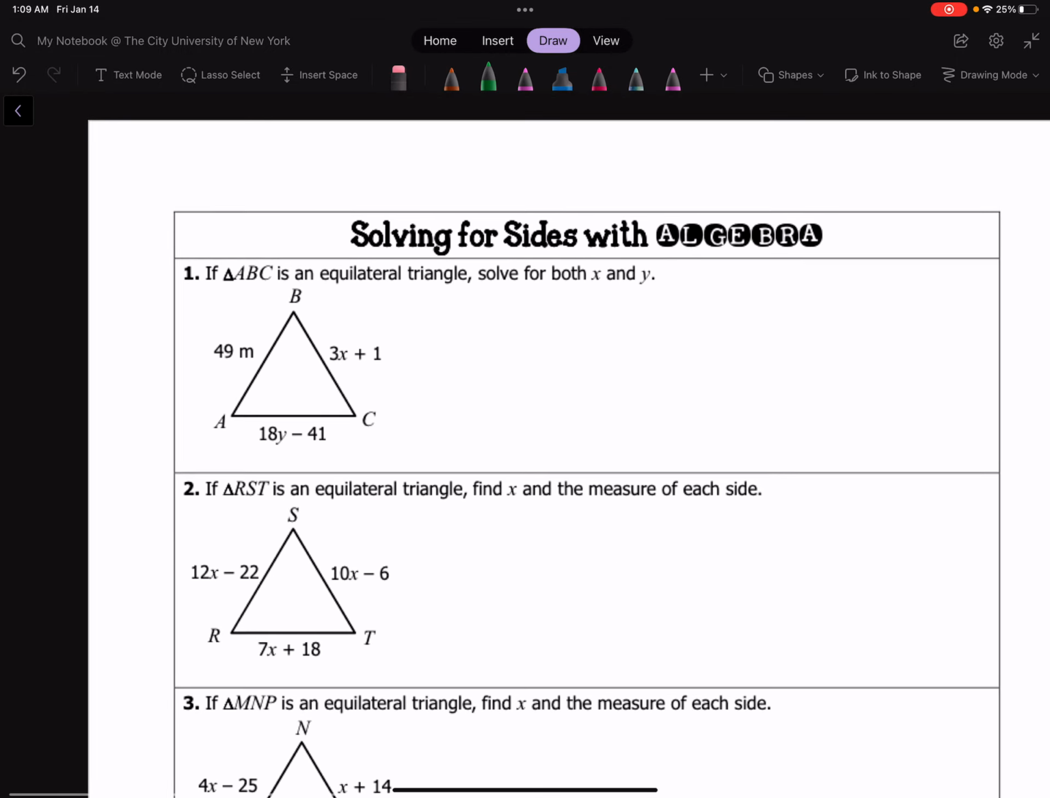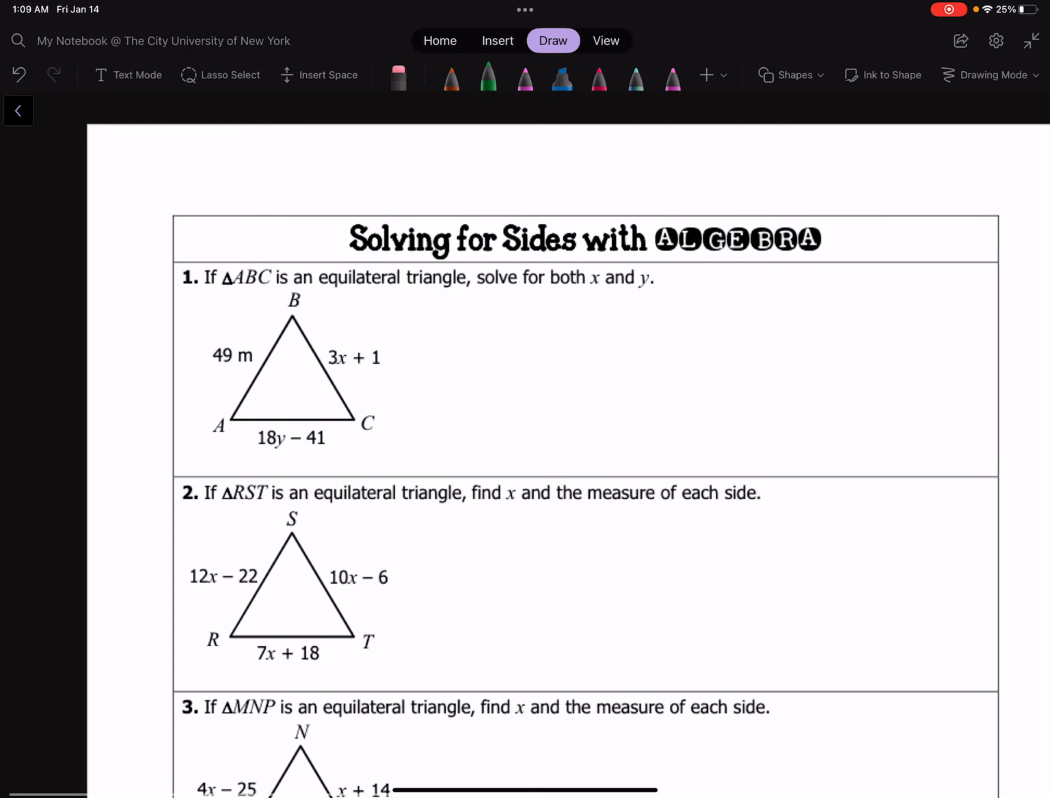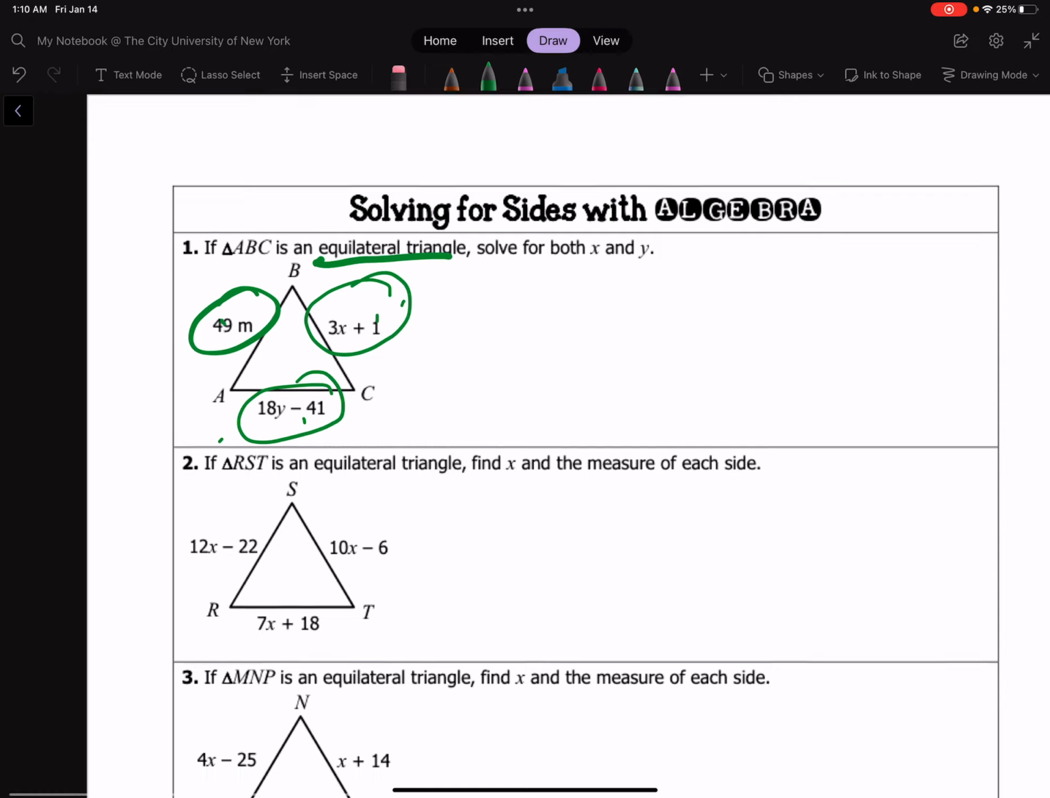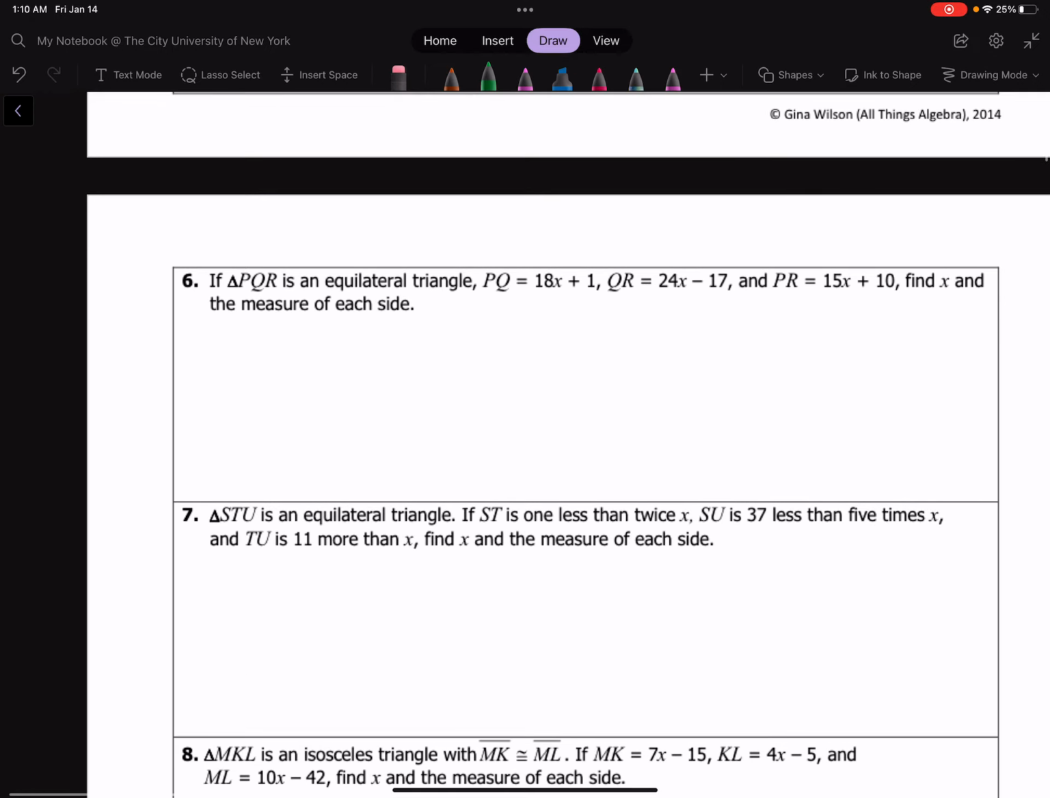Then, solving with algebra, if it is an equilateral triangle, you can set this side equal to this side and this value equal to this, and solve algebraically. Okay, so this is one kind of problem.